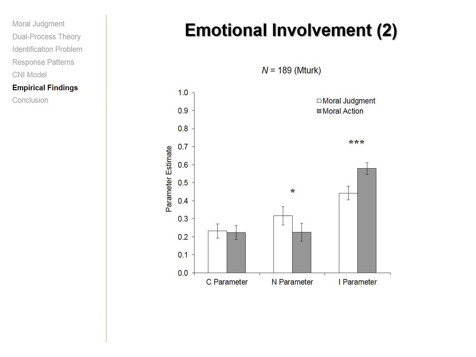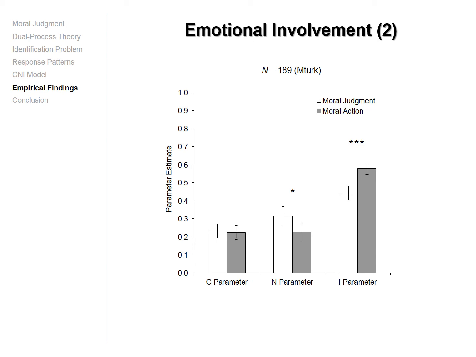But more importantly, we did replicate our earlier findings with the CNI model, showing that participants in the moral action condition showed a stronger general preference for inaction on the I parameter compared to participants in the moral judgment condition. Moreover, participants in the moral action condition were again less sensitive to moral norms than participants in the moral judgment condition, and this effect was statistically significant in the current study. There was again no significant effect on sensitivity to consequences on the C parameter. These results suggest that emotional involvement influences moral judgments by increasing action aversion and by decreasing sensitivity to moral norms.